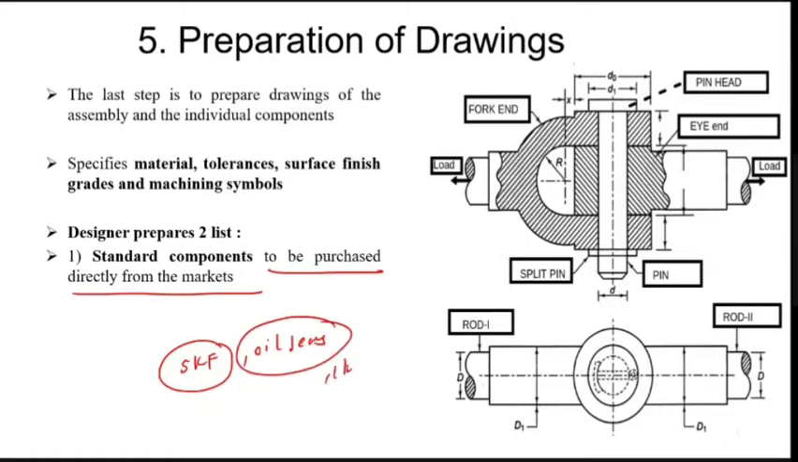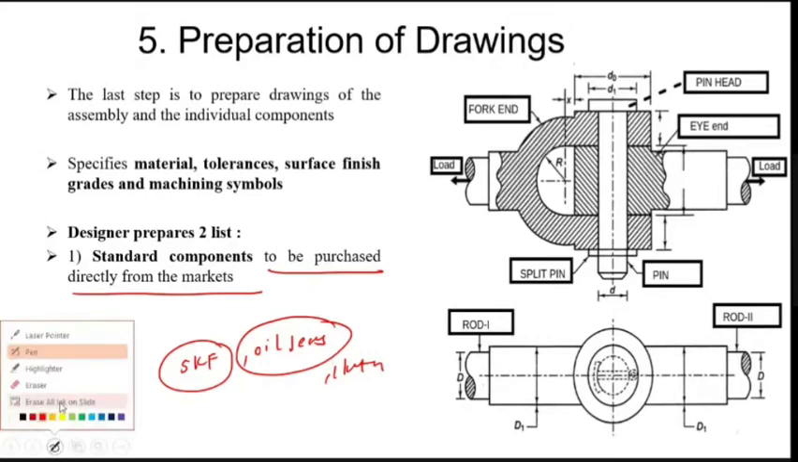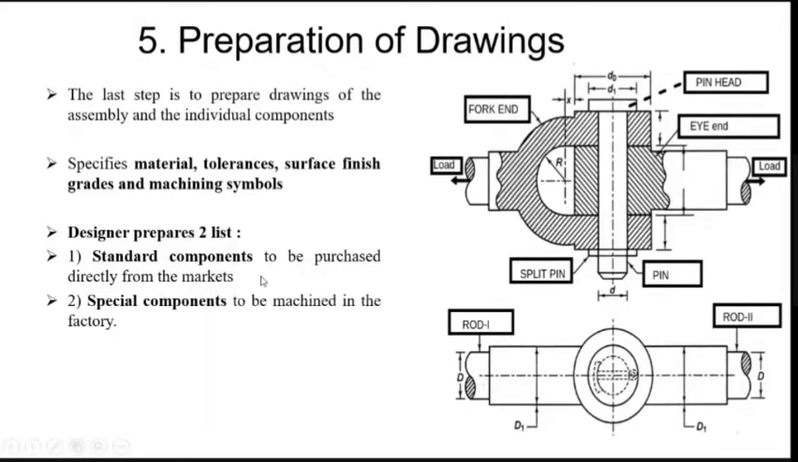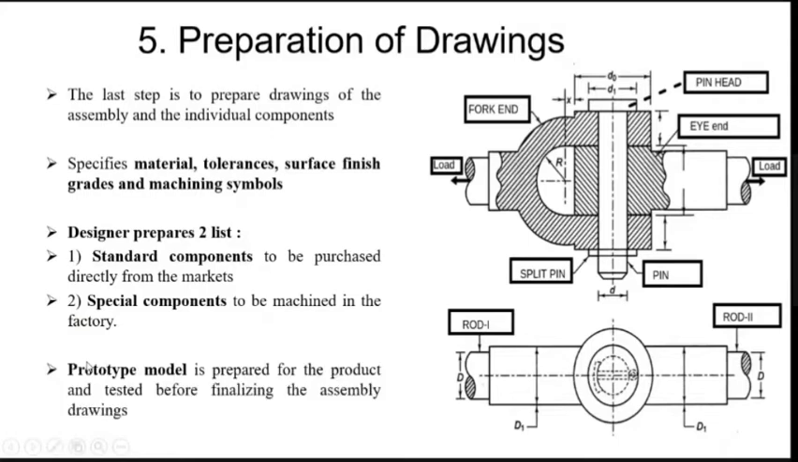Let us say some clutch plates. So some components are already available, and you can directly purchase them from the market depending upon the application. And secondly, a special component, which has to be machined in the factory. Some components, depending upon the design and the drawing, have to be machined in the factory. I hope it is clear to all of you, right?